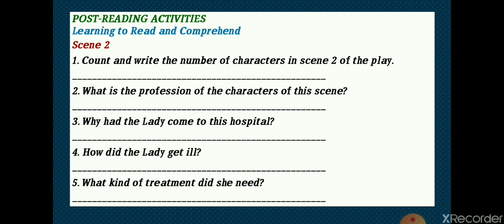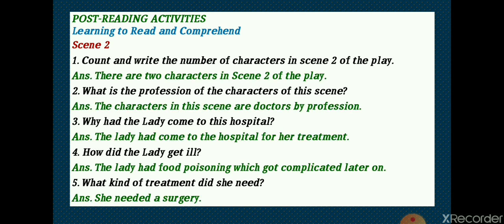Number 3. Why had the lady come to this hospital? You have to tell the physical condition of the lady. What was her problem? Number 4. How did the lady get ill? What happened to her, which was described by one of the doctors? Number 5. What kind of treatment did she need? When the 2 doctors were discussing, they were discussing the kind of treatment also. These are the answers for you. Now you can match your answers with these answers.